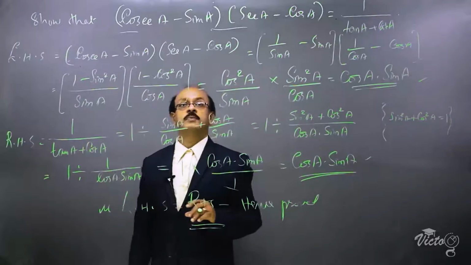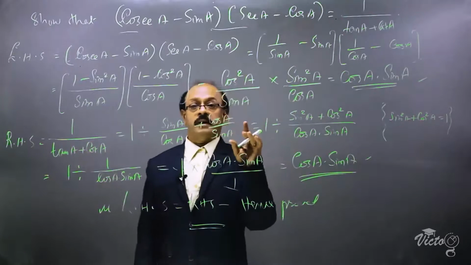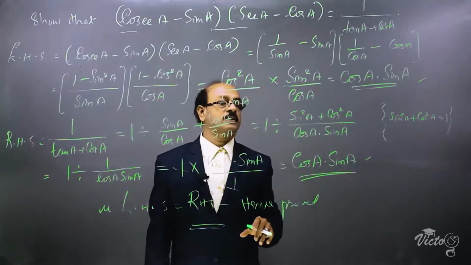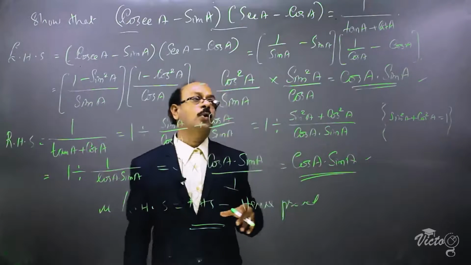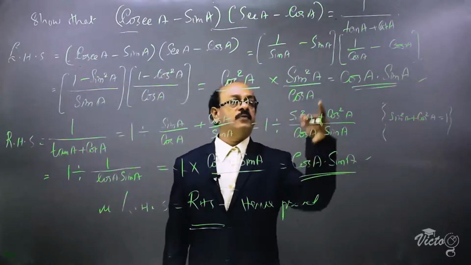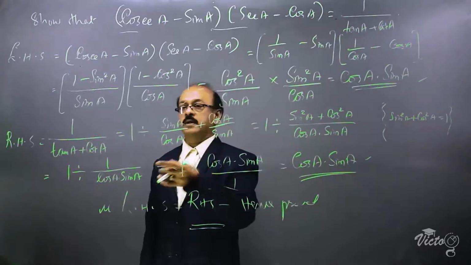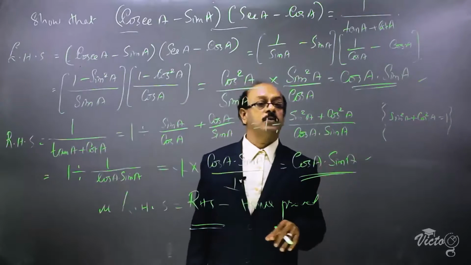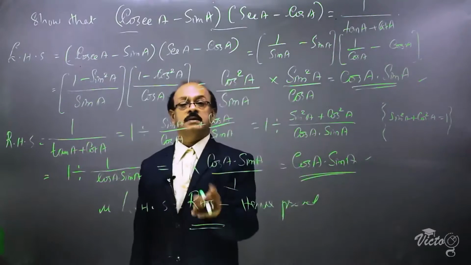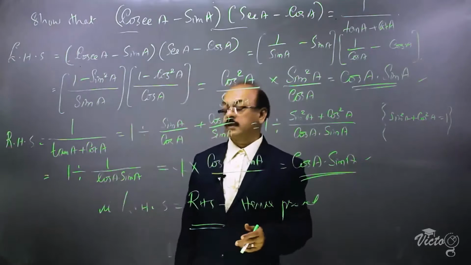Here is the method of simplification. We are not getting directly LHS as the value of the RHS. So, we are simplifying the LHS and we arrived at a result cos A into sin A. Then took the RHS. On simplifying the RHS also, we are getting the same result cos A into sin A. That means LHS is equal to RHS and hence proved the result.